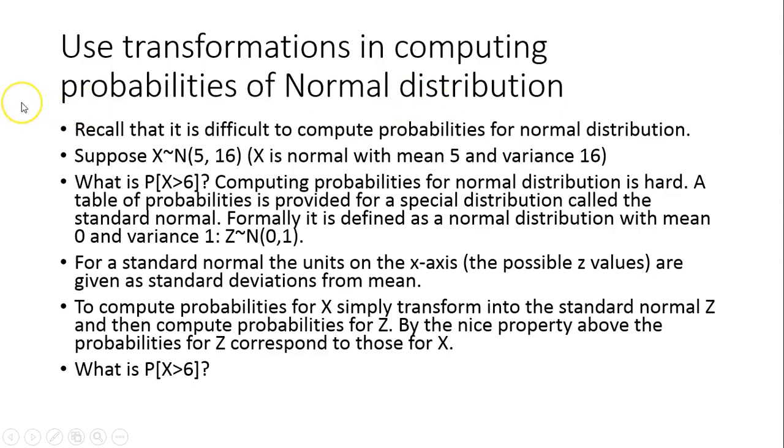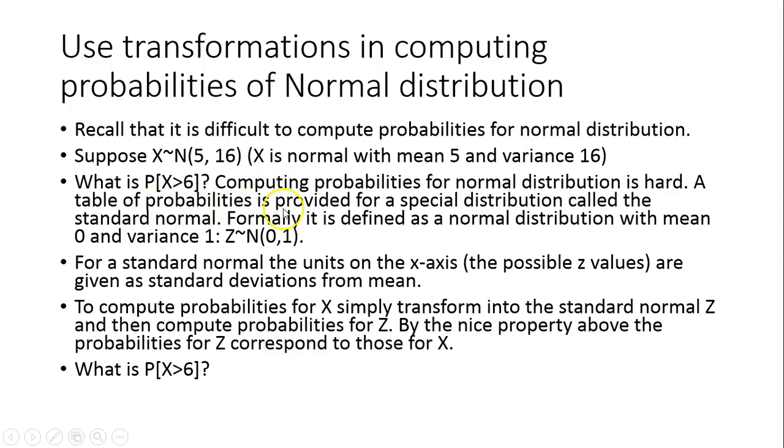Okay? So recall from the previous lecture again. It is difficult to compute probabilities for a normal distribution. Suppose x is a normal distribution with a mean, an average, of 5, and so the peak is at 5, and the variance is 16, or the standard deviation of 4. Okay? What is the probability of me getting above a 6? Above a 6. Computing probabilities for a normal distribution is hard.